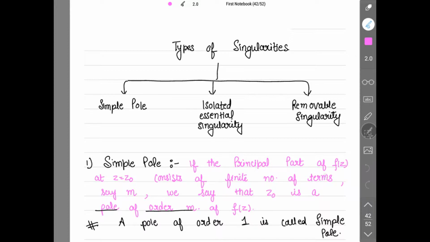If the principal part of f(z) at z equal to z0 consists of a finite number of terms, say m, so terms should be finite, we say that z0 is a pole of order m of f(z). Now if there are m terms, then z0 is a pole of order m. If there are 3 terms, then z0 is a pole of order 3. If there is 1 term, then z0 is a pole of order 1. And a pole of order 1 is called a simple pole. Right? Clear? Alright.